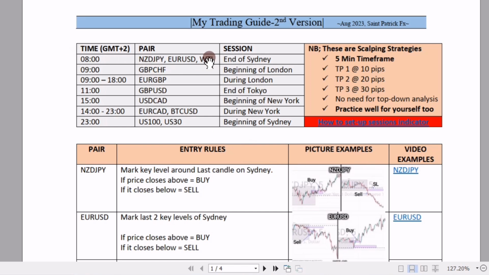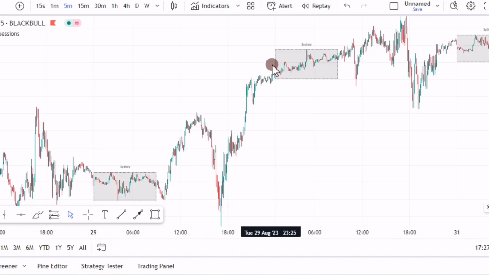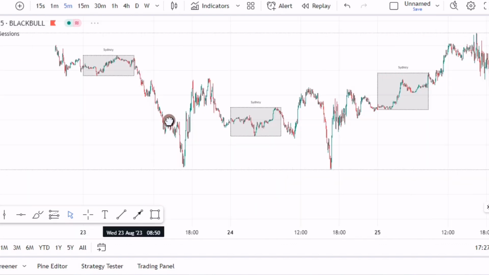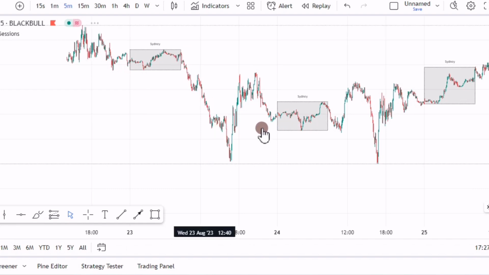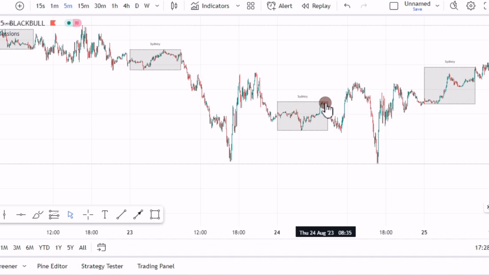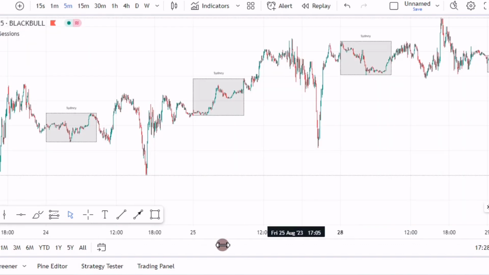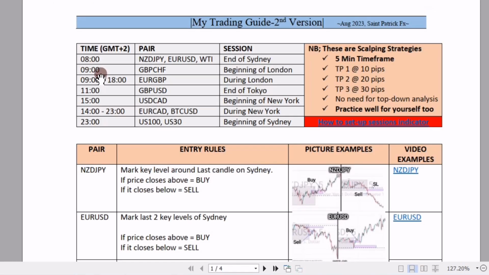Let's take, for example, WTI. So for oil, you are supposed to trade it from 8 a.m. if you are using GMT plus 2. You are supposed to trade it at the end of the Sydney session, because it will make that long move from this grayish box, which is the Sydney session. You are very much likely to find perfect entries. You see that it is ranging within the box, but from the moment it gets out, it makes those huge moves. So that's the reason for finding a specific time to trade each and every pair. This PDF helps you on that. As you can see, you have different times for all these different currency pairs.